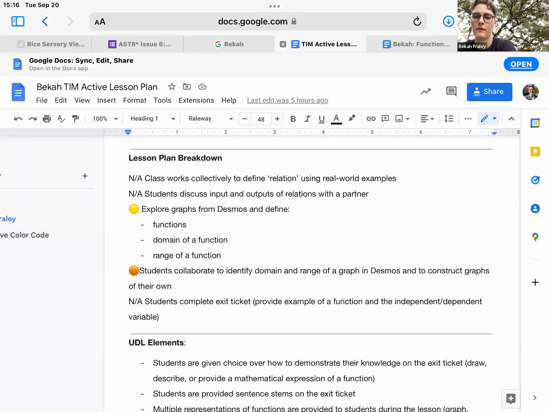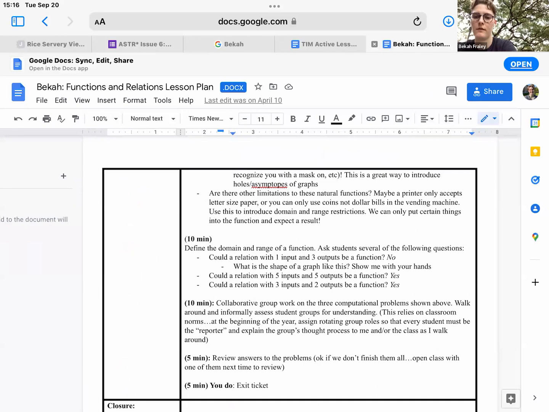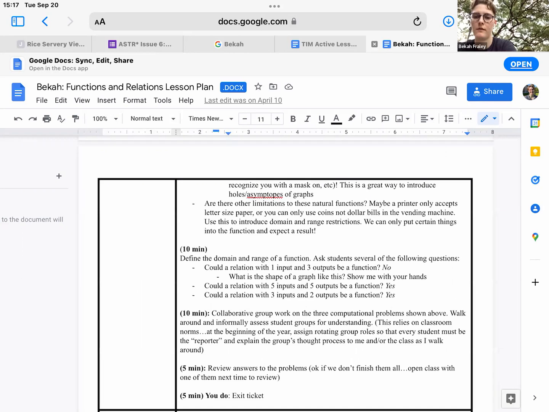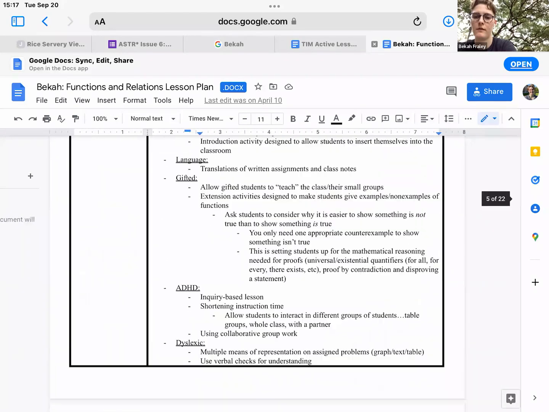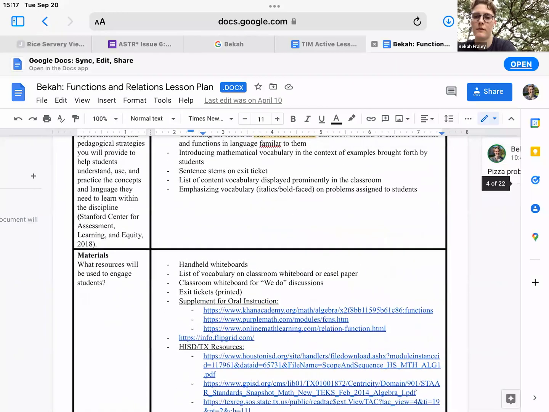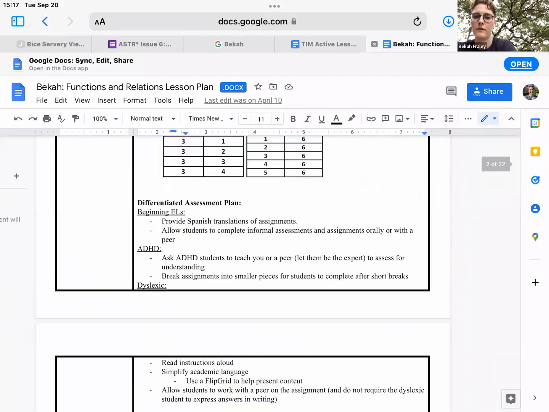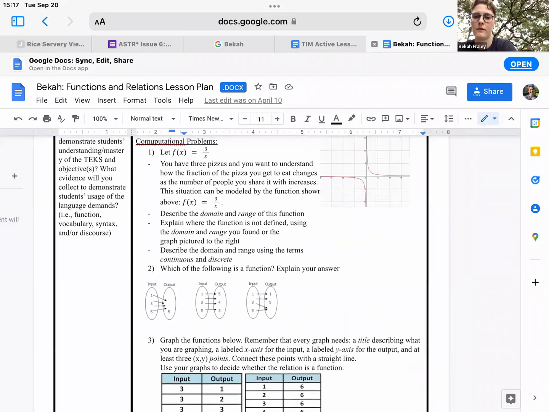And then the next activity would be leading a discussion about what the domain and range of the function are. And then finally, the students would do some collaborative group work, and this would be an opportunity for them to engage with technology. So I constructed 3 problems that they would work on. These lesson plans are awful. They're not readable at all.